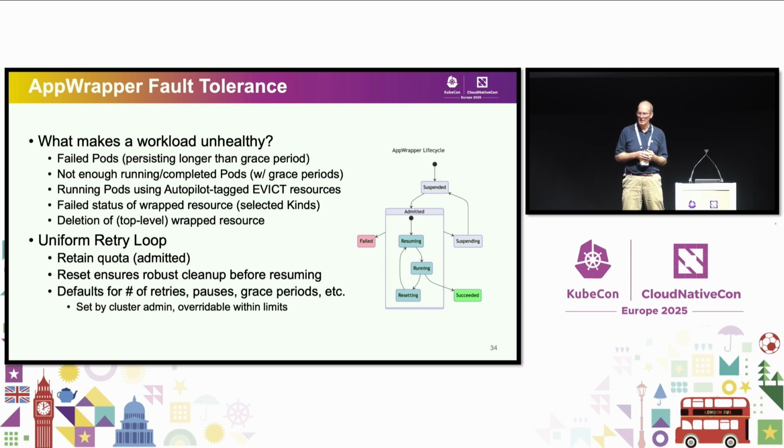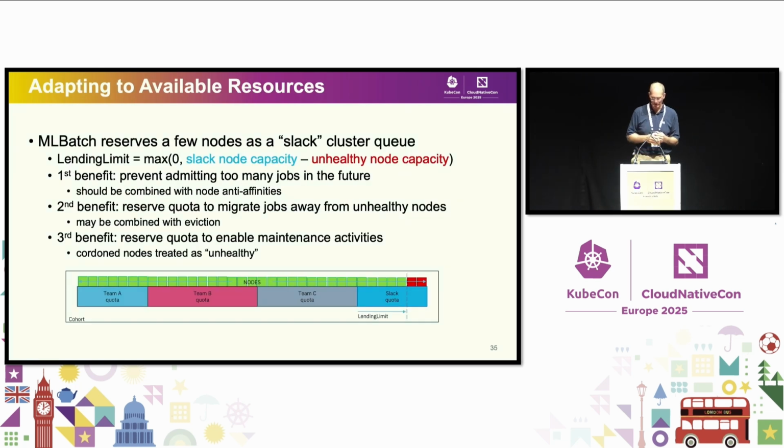And so this uniform retry loop has a bunch of parameters around grace periods and pauses and how many times you ought to go around it. And the system is set up so that the cluster admin can set reasonable defaults for these, and then users can override them with annotations within bounds. So the cluster admin can also say, you can retry, you can do certain things, but you can't make this pause longer than this long, because that's against my policy. I want to make sure I get good utilization out of the cluster. So that's the app wrapper piece of it.